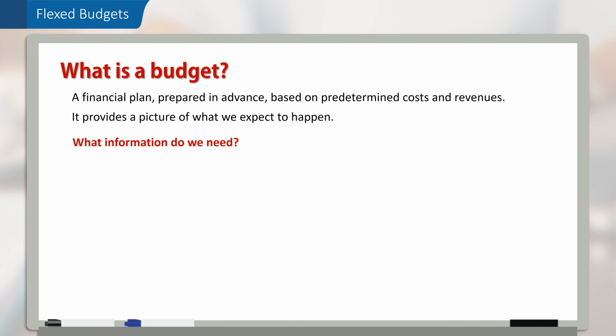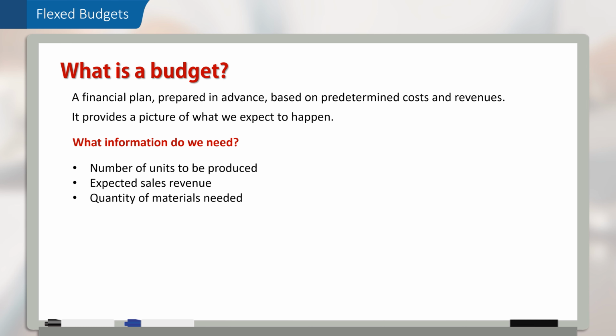But what sort of information is needed to create a budget? Well, potentially quite a lot. If we were to prepare a budget for a manufacturing business, forecasts will need to be made about the number of units that need producing, and how much revenue is expected in the period, how much material we're going to need, and what those materials are going to cost, and what wastage there might be in the production process.